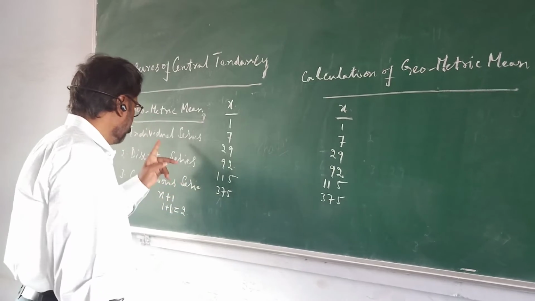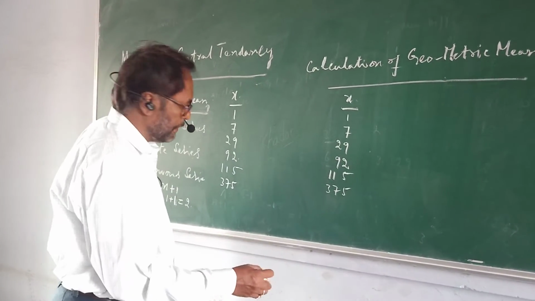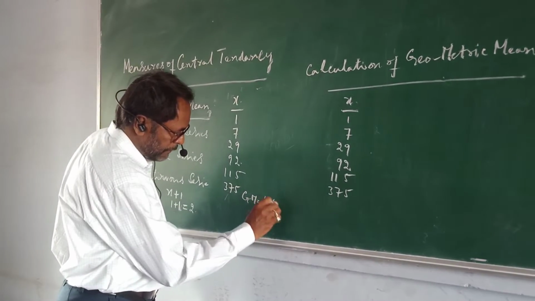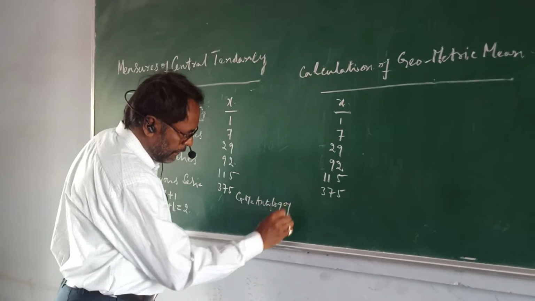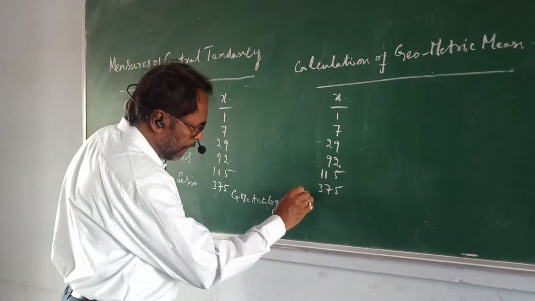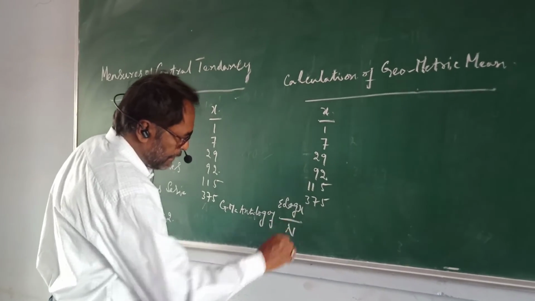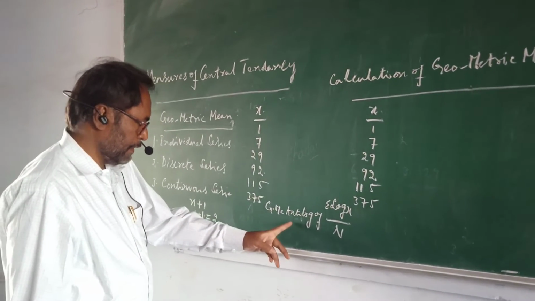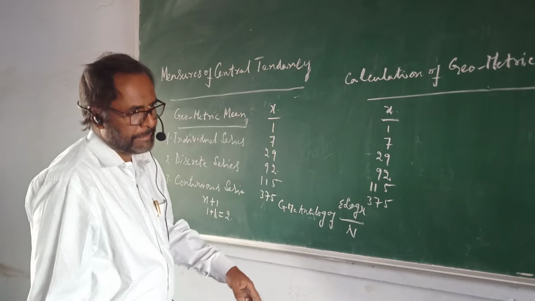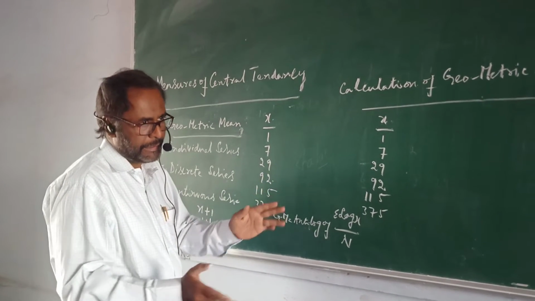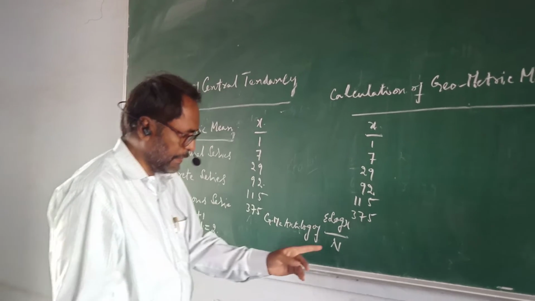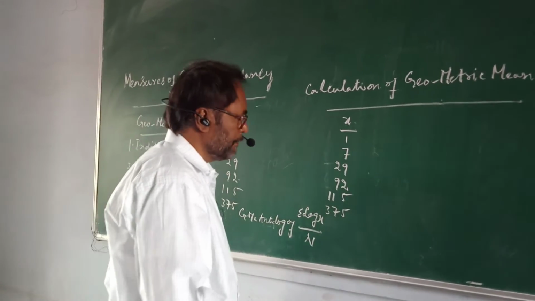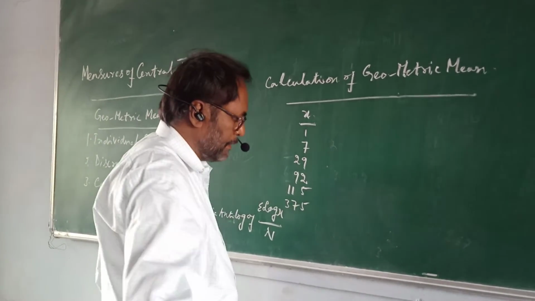Now, for the individual series, the formula for geometric mean is equal to anti-log of sigma log x by n. Sigma log x means the total of the log x values. Then n would automatically be the number of items. So here we have to find out log x.